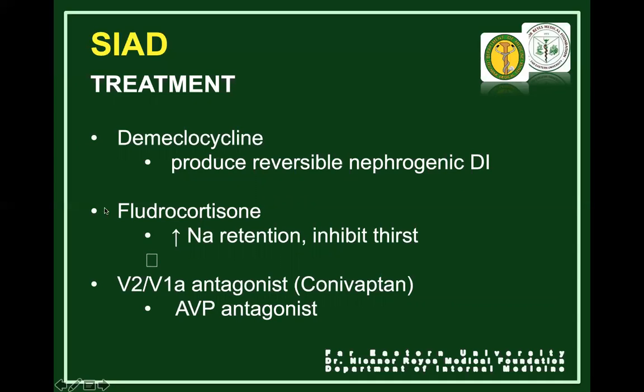Okay. The other one would be fludrocortisone, wherein there's an increase in sodium retention plus inhibition of thirst. That's why you can correct the hyponatremia. And this is the one that I've been mentioning earlier, conivaptan, which is a V2/V1A antagonist. It's an AVP antagonist. Okay, so it will act as an antagonist to your AVP at the receptor level. That's why you can somehow correct the SIAD. Okay, so that's the treatment for SIAD.